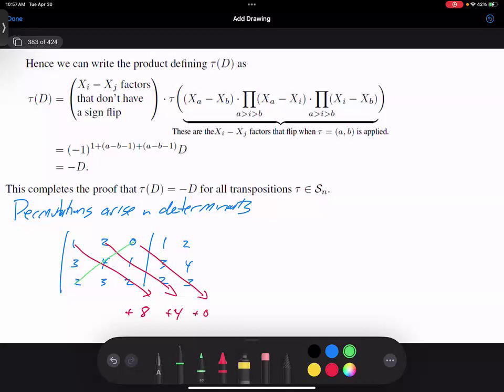And then the other one is you go the other way. That's going to be a 0. 3 times 1 is 3. 2 times 3 times 2 is 12. And these all get a minus sign. And so the determinant is going to be 8 plus 4 plus 0 minus 0 plus 3 plus 12. So this is a really nice trick to find the determinant of a 3 by 3 matrix. It sadly does not work for higher.